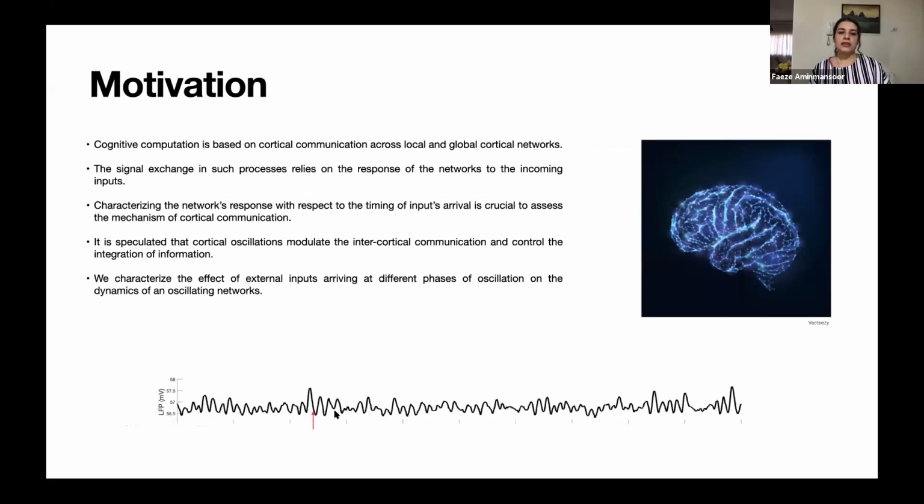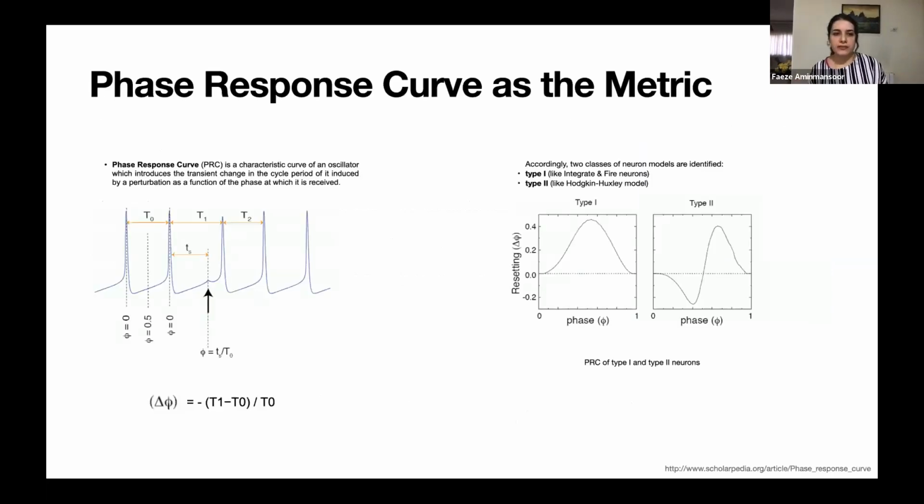To approach this question, we take into account the oscillatory behavior of the cortex, which has been seen at different scales, like LFP, EEG. The spikes are coupled to a certain phase of LFP oscillation. And we frame our question as follows: what will happen to the activity of the network if an incoming perturbation arrives at different phase of an oscillation? So for that, we used a well-known framework in physics, which is the phase response curve.